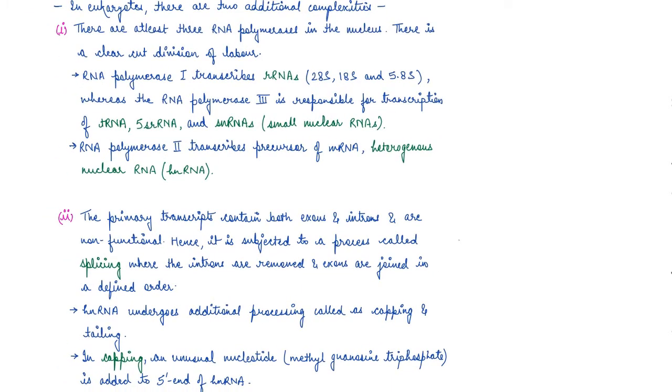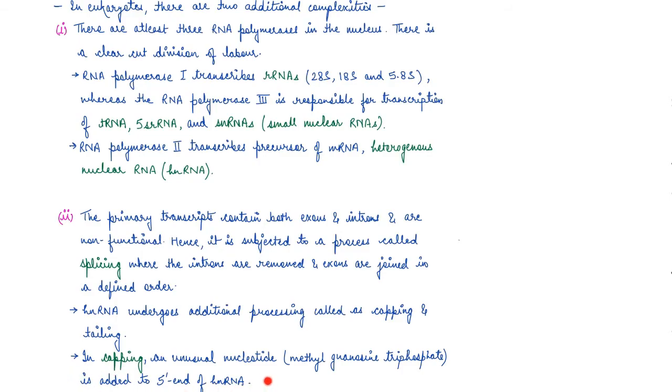And what happens in splicing basically, during splicing, the non-transcribed segments, the introns, are removed and exons are joined in a defined order. Now the heterogeneous nuclear RNA undergoes additional processing, which is capping and tailing, right? So in capping, an unusual nucleotide, which is methyl guanosine triphosphate, is added to the 5' end.